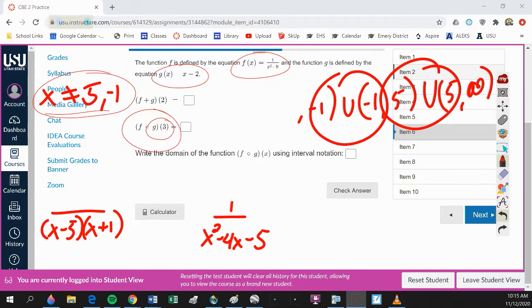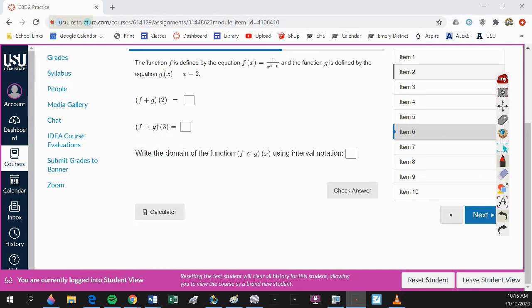Okay, but what if the domain of this was x is greater than 4, and the domain of this was x is less than 10, and the domain of this was x is not allowed to be 7. What would my domain be?